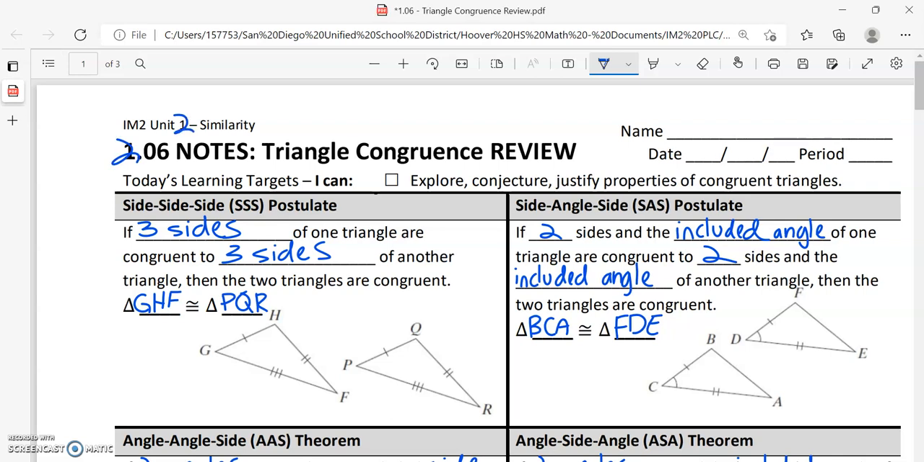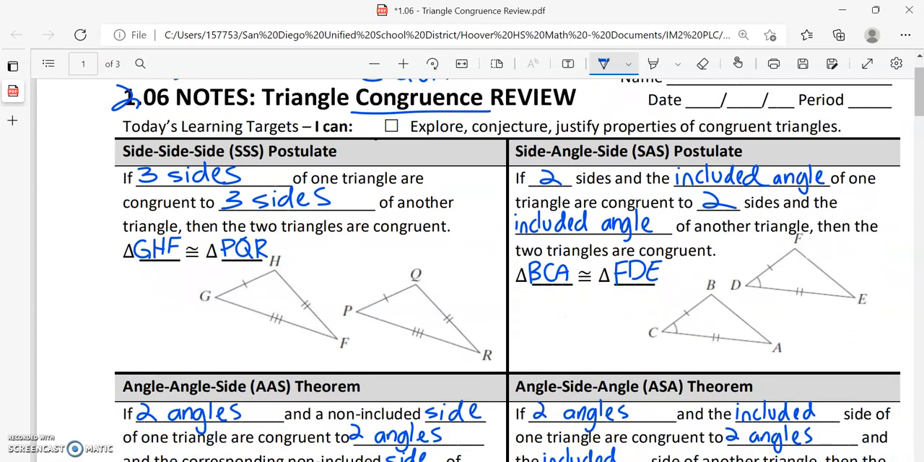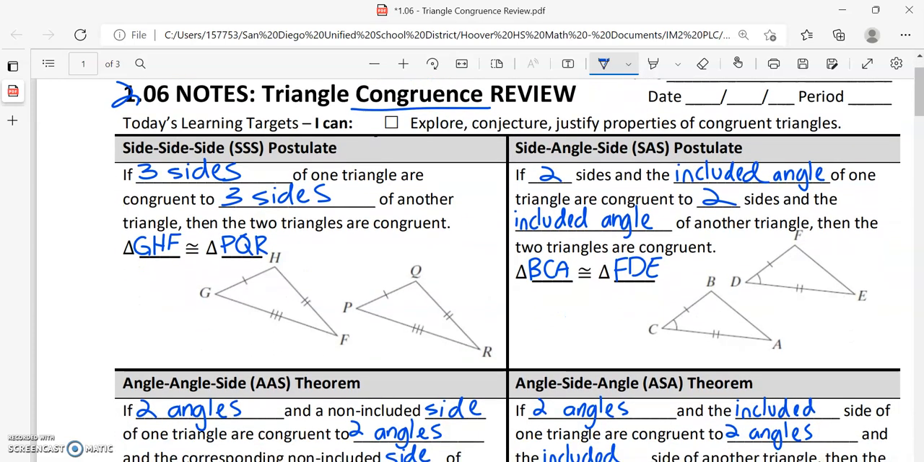2.06 triangle congruence review. So we're talking about congruence, which means equal or same. We haven't talked about similarity in this unit. Similarity is when something has the same proportions, but just a different size, either bigger or smaller, reduced or enlarged. So this is reviewing from what you should have hopefully learned last year, talking about congruence.